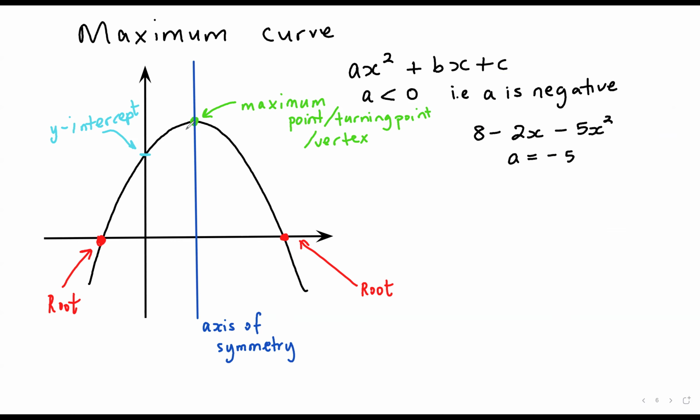You would have to solve the quadratic and then find your minus b over 2a to get your axis of symmetry and all of that, right? So an example of a quadratic that would have a maximum point would be 8 minus 2x minus 5x squared, since the coefficient of x squared here is negative. It's -5.